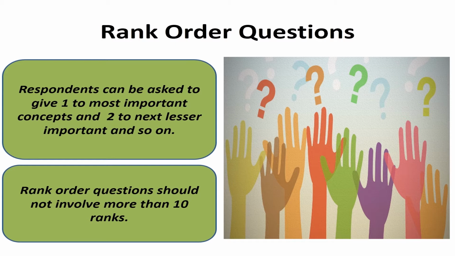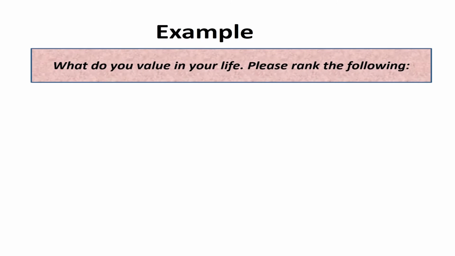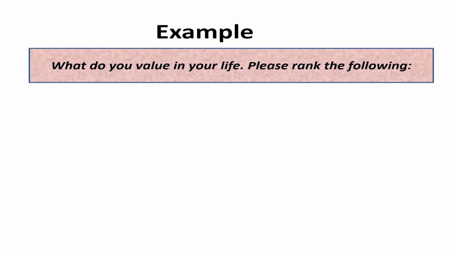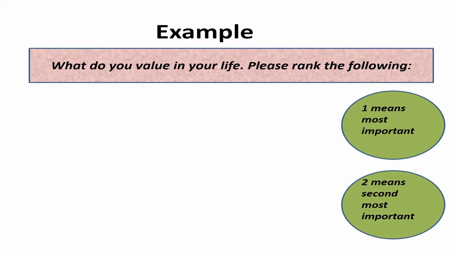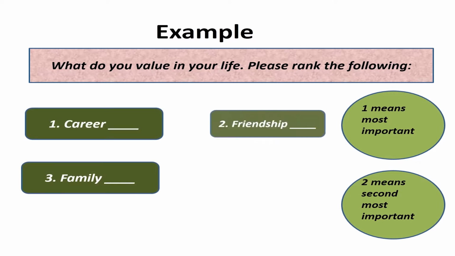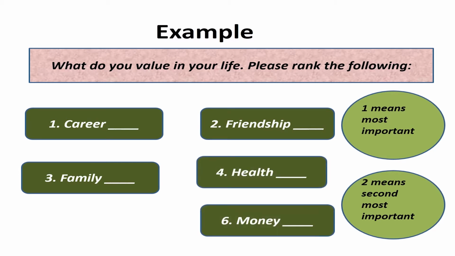An example of this type of question is: what do you value in your life? Please rank the following. 1 means most important, 2 means second most important, and so on. And the respondent can be asked to rank career, family, friendship, health, money, religion.